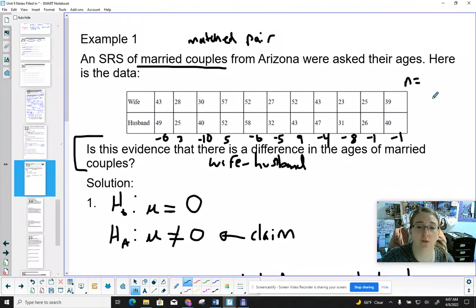How many pairs do we have? We got 1, 2, 3, 4, 5, 6, 7, 8, 9, 10, 11. Okay, so n equals 11. So this is our number of pairs.